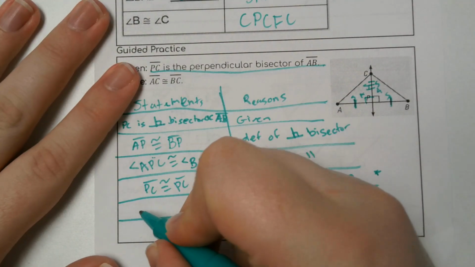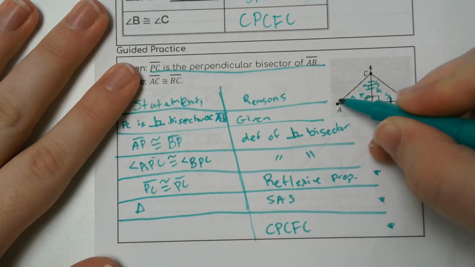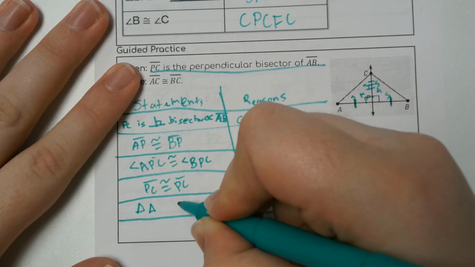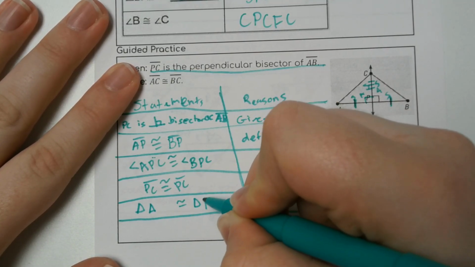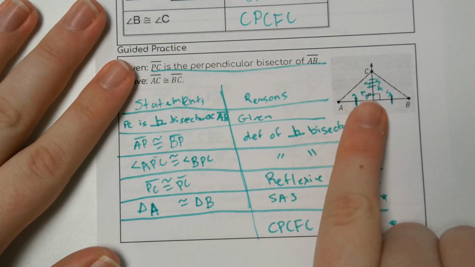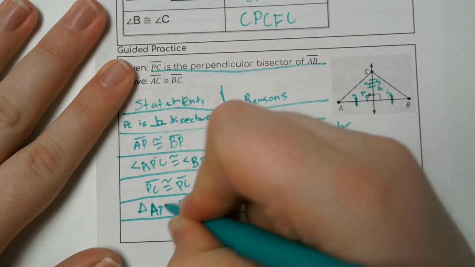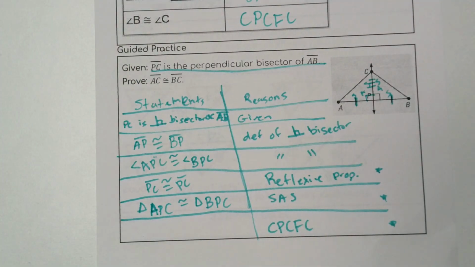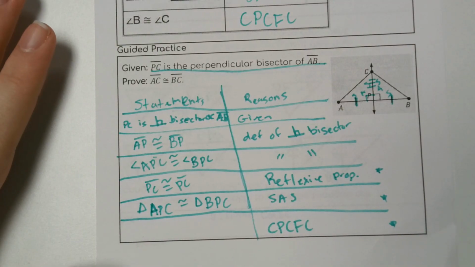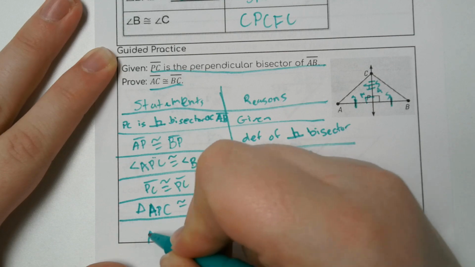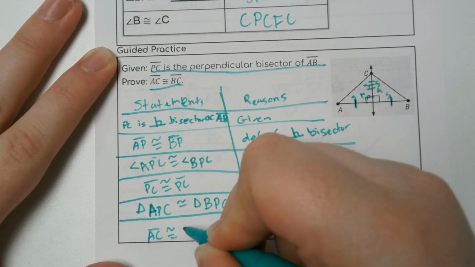So then when you do this, any form, you just have to make sure angle A and angle B match up. So A and B are both first, both second, or both last. And then P would be in the middle, and then C and C. And then lastly, the CPCFC, that's what you're trying to prove. So side AC is congruent to BC.